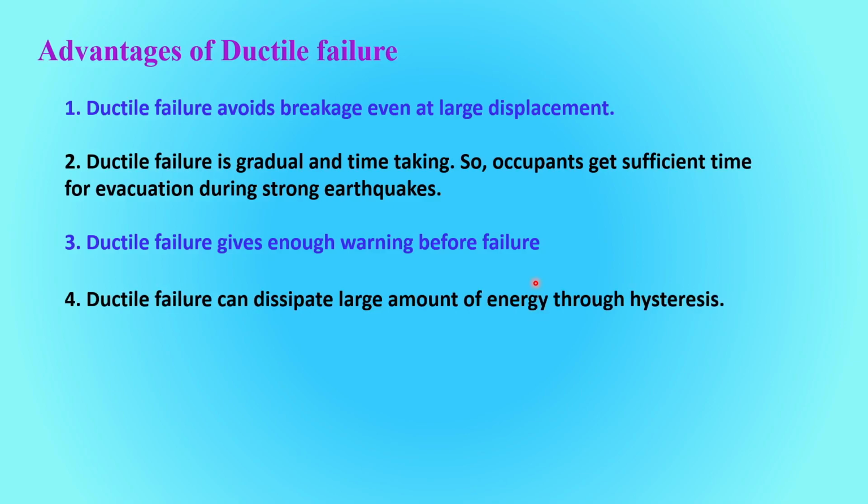Ductile failure can dissipate a large amount of energy through hysteresis that we have just seen. Ductile failure generally avoids collapse of structure. So collapse of structure can be avoided if your system is failing in a ductile manner.